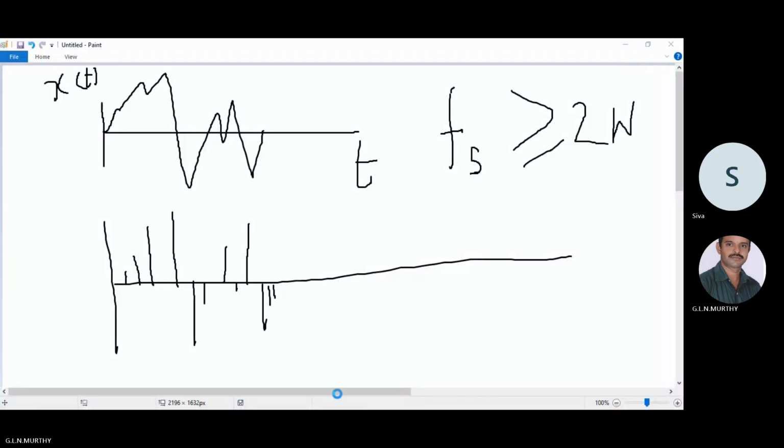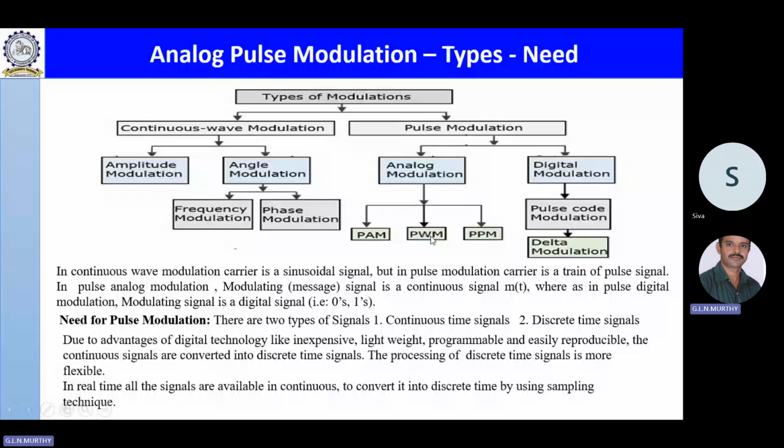Pulse amplitude modulation, PAM in short, is defined as the process of changing the amplitude of the periodic pulse waveform in accordance with the message signal. PTM, pulse time modulation, is defined as the process of changing the timing of the pulses. Have a glance: timing of the pulses, when they are going to occur or how they are going to occur. If you talk about time, it can be categorized into either width or position.